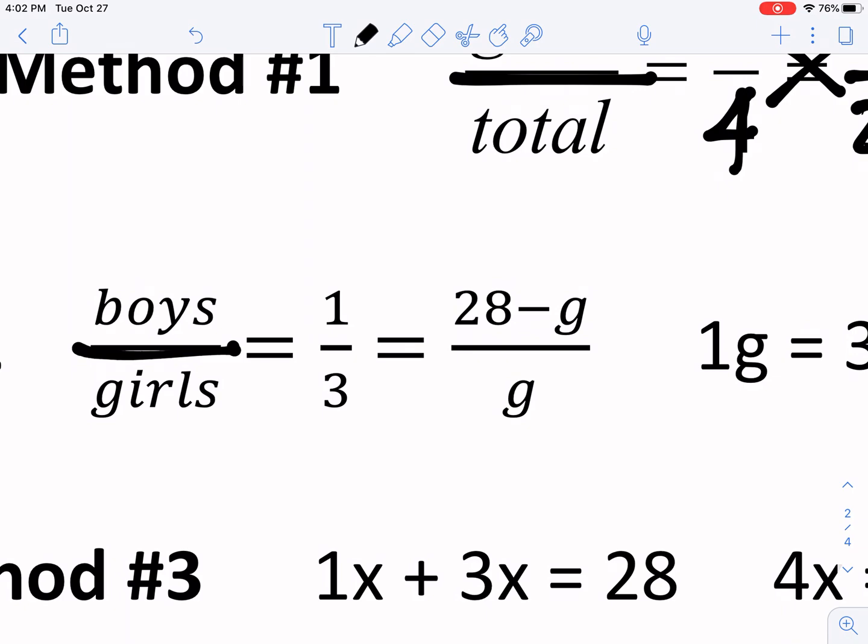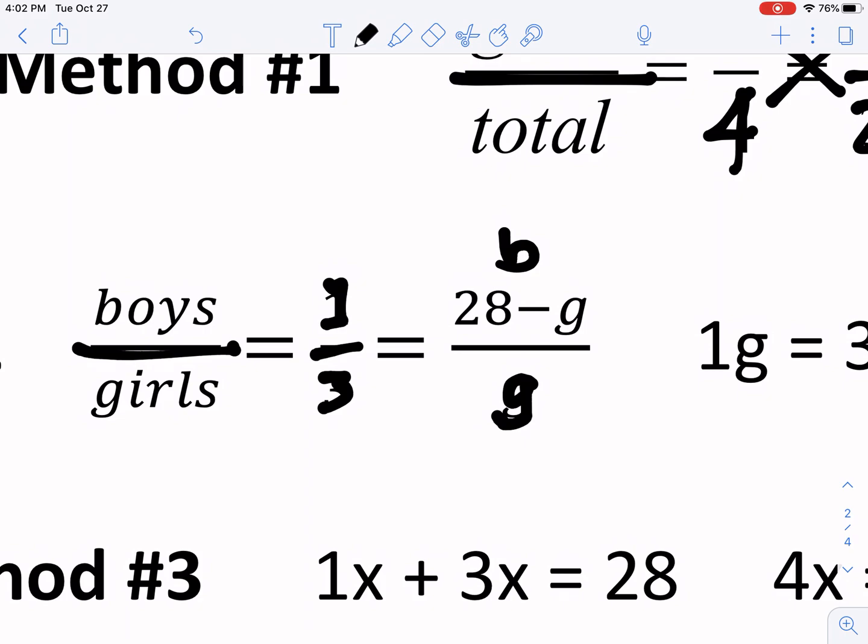Now, if I just let G be for girls, that's what we're trying to look for, and I know there are 28 students, then how many boys are there? Well, it'd be 28 minus the girls, right? If I take 28 minus the number of girls I have, isn't that the boys? So that's what this is saying here. If there's one boy for every 3 girls, then an equivalent ratio for boys to girls would be 28 minus the number of girls, that's B, boys, all over the number of girls.